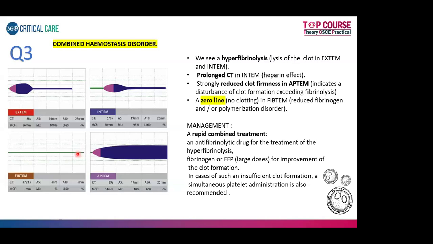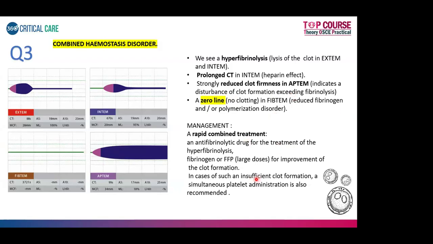FFP or cryo, and tranexamic acid as well as platelets. Okay, good. So usually this is what I want you to take in. It's a zero line. There is nothing in FIBTEM. So fibrinogen is what we want.